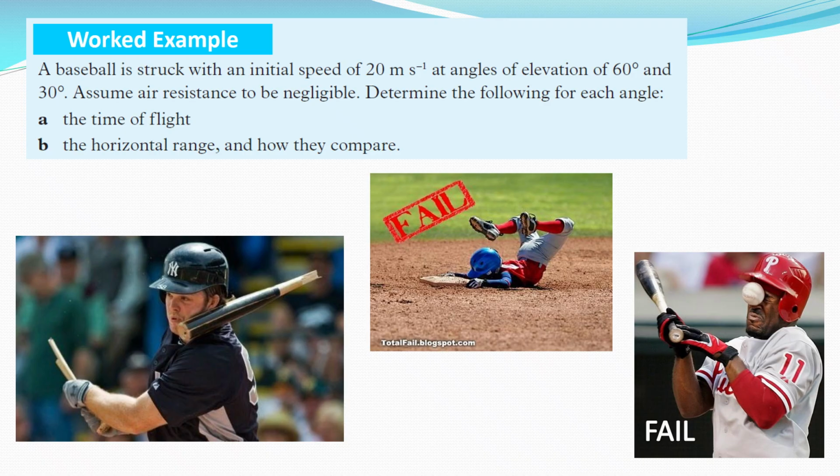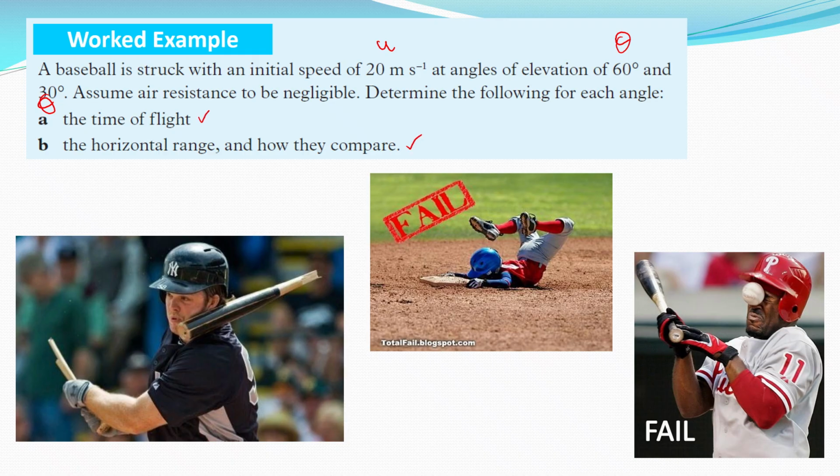All right, let's have a look at this example. A baseball is struck with an initial speed of 20 meters per second. That's my u. At 60 degrees, so that's theta, and also at 30 degrees, theta. Assume there's no air resistance because we're in fantasy land. Determine the following for each angle: the time of flight and the horizontal range.